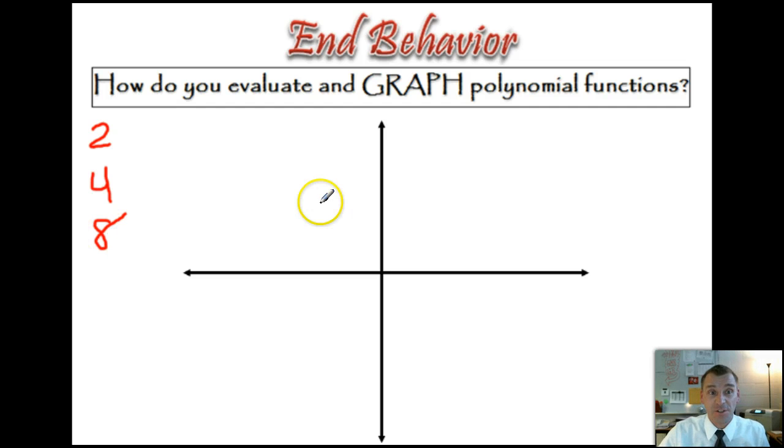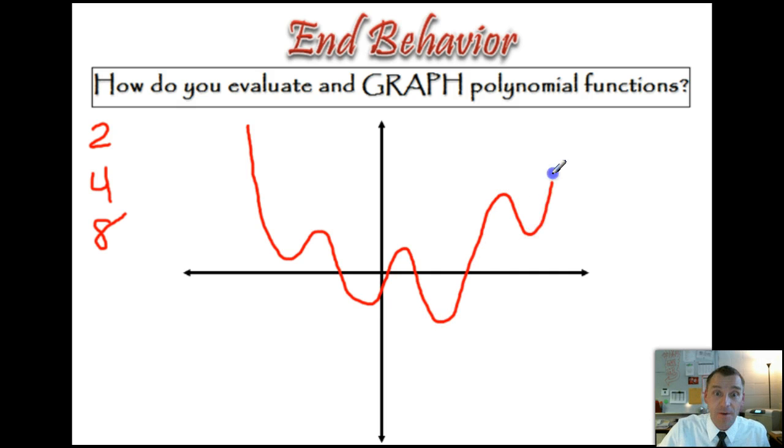But an eighth degree one, just to finish this video up, would go like this. If it was a positive leading coefficient, it would go down 1, 2, 3, 4, 5, 6, 7, and then bounce up and go 8. So notice the end behavior would be up here, and it would be up here. Even, even, odd, odd. We'll see you in class. Later.